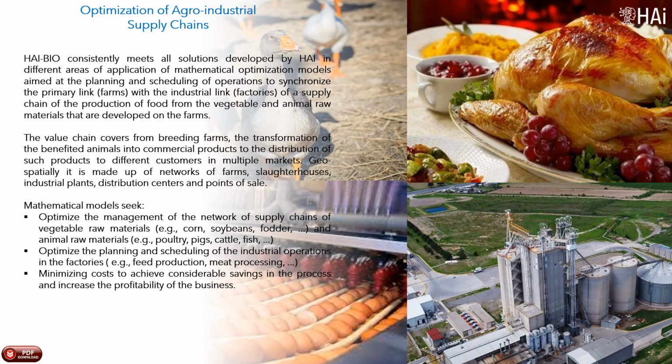Geospatially, it is made up of networks of farms, slaughterhouses, industrial plants, distribution centers and points of sale. Mathematical models seek to optimize the management of the network of supply chains of vegetable raw materials, for example, corn, soybeans, fodder, and animal raw materials, for example, poultry, pigs, cattle, fish. They optimize the planning and scheduling of the industrial operations in the factories, for example, feed production and meat processing, minimizing costs to achieve considerable savings in the process and increase the profitability of the business.